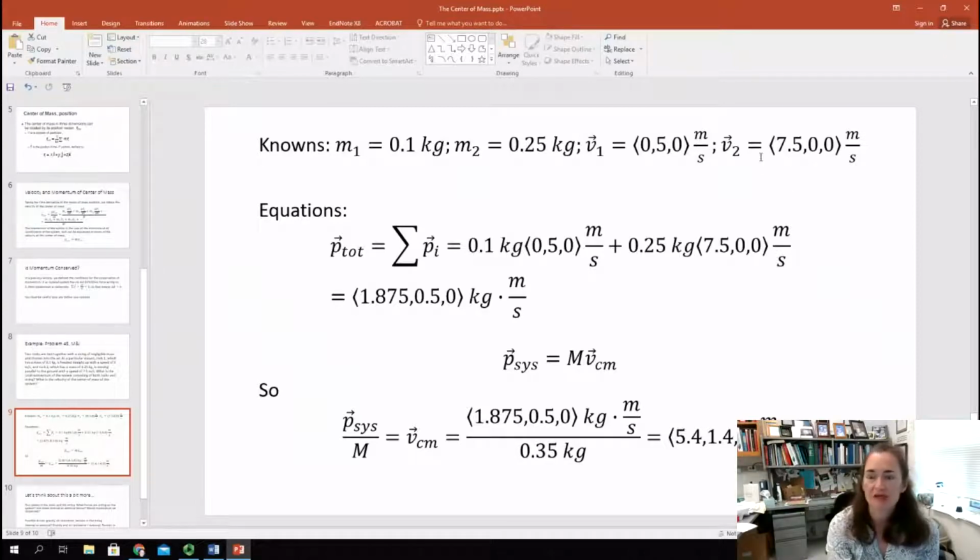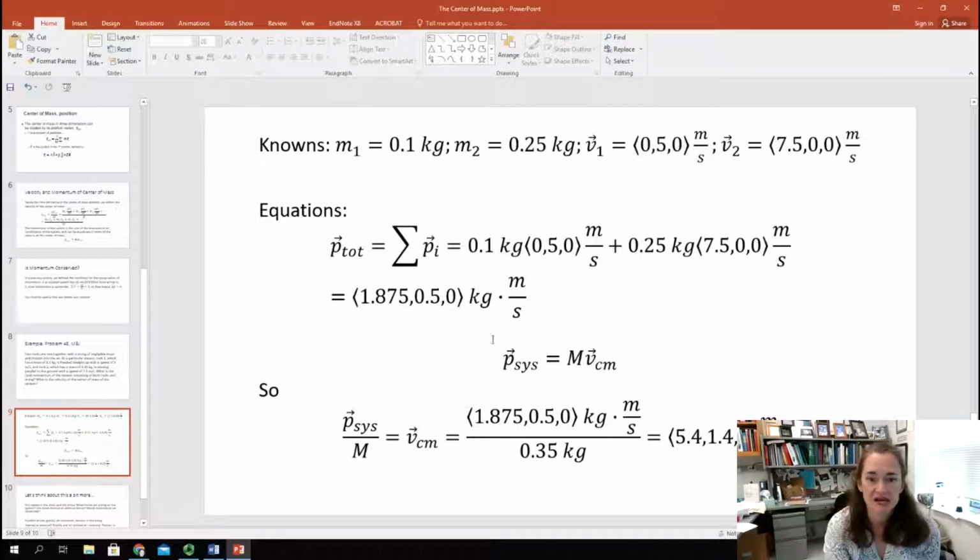Now V2, it said that it was traveling 7.5 meters per second horizontally. So I'm going to define, just pick a direction. I'm going to pick the X direction here for the horizontal direction. Could have been Z, that would have been okay too, but I picked X. Why not? You can always rotate your coordinate system if you want to. So here, that's <7.5, 0, 0> meters per second for the velocity. So those are our knowns.